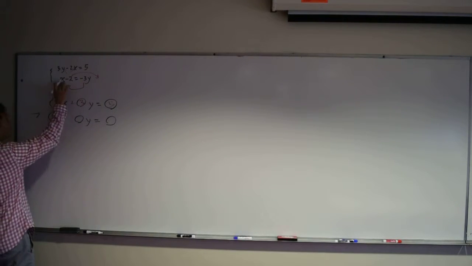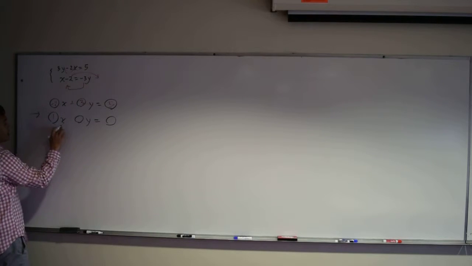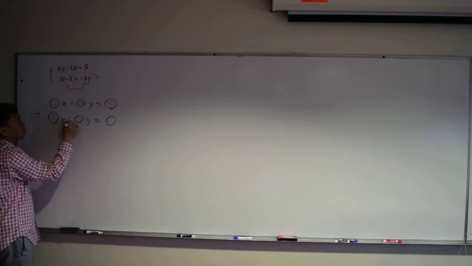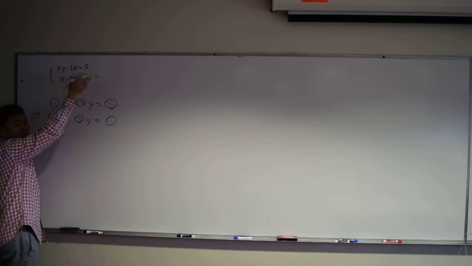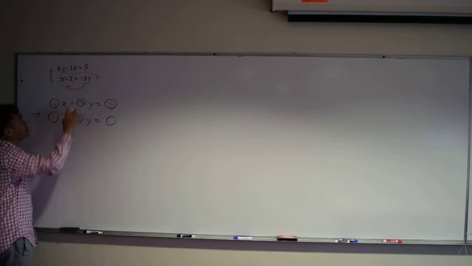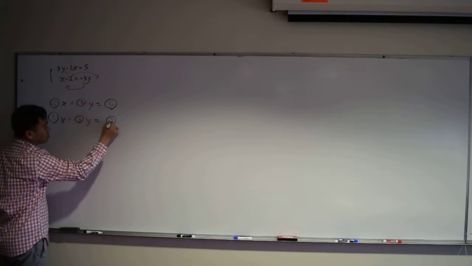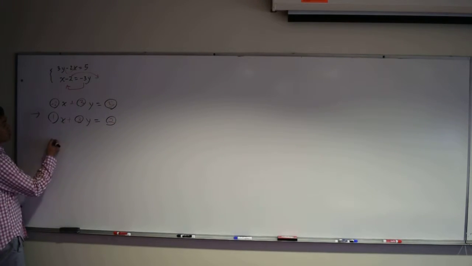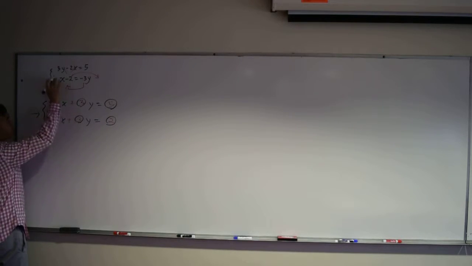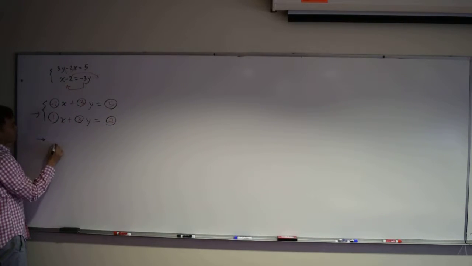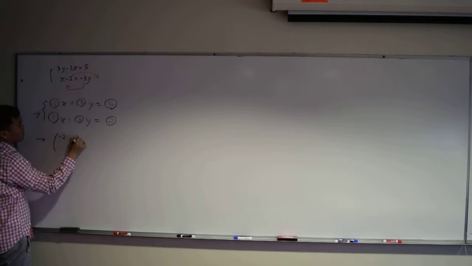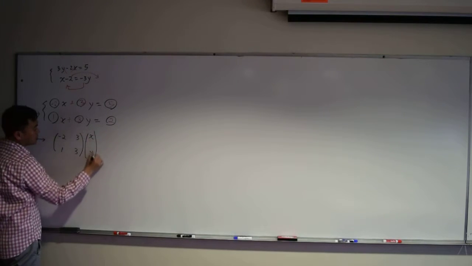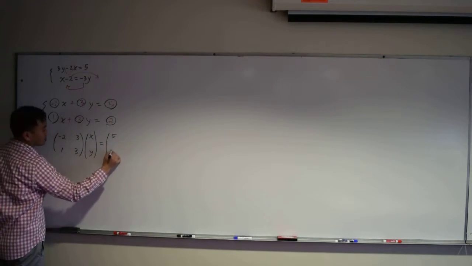So this will be just 1x. It's just x itself, 1 times x. And this one will be what? Plus 3y, right? Because this minus 3y, if you move it to the other side, will become plus 3y. Negative 2 moved to the other side will give you 2. Okay? Then you can rewrite this. So this system is equal to that system. Then you can rewrite this as negative 2, 3, 1, 3, times x, y, equals 5, 2.